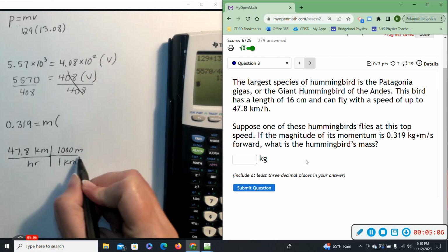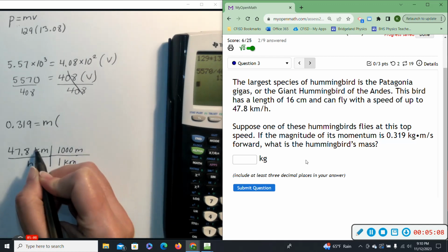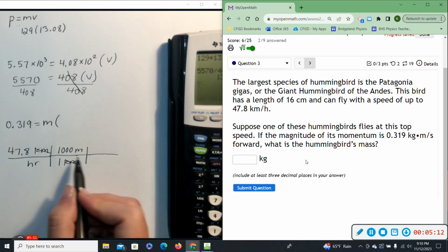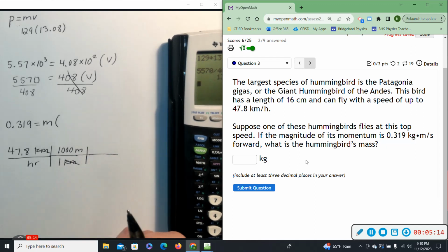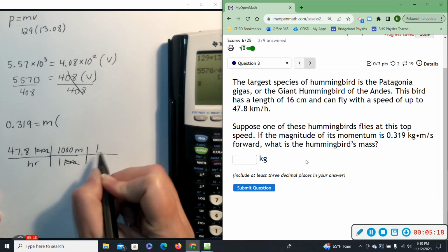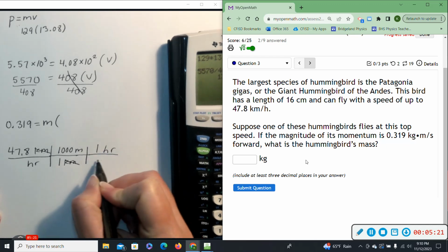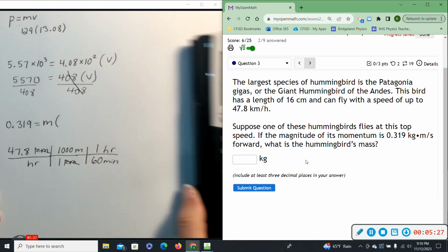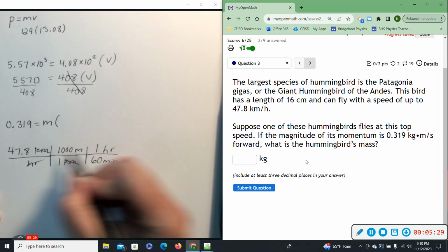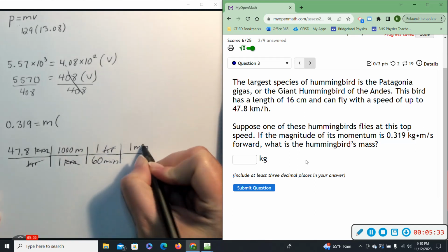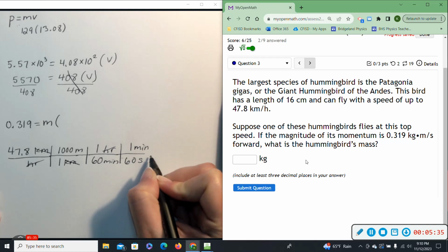There are 1,000 meters in a kilometer, and you're setting that up so that they cancel. And then the other one, because right now we have meters per hour, we need meters per second. The other one is for hours. So again, because we have hours on the bottom there, we'll put 1 hour up here, and 1 hour is equal to 60 minutes. And again, I don't want minutes, I want seconds. Cancel those hours though. One more step, 1 minute is 60 seconds.